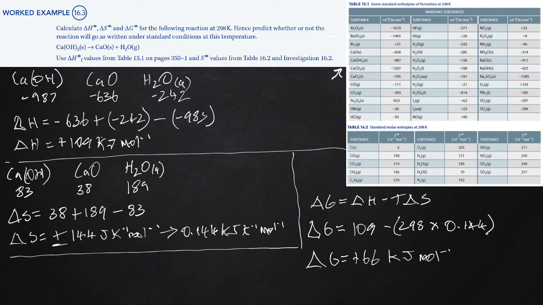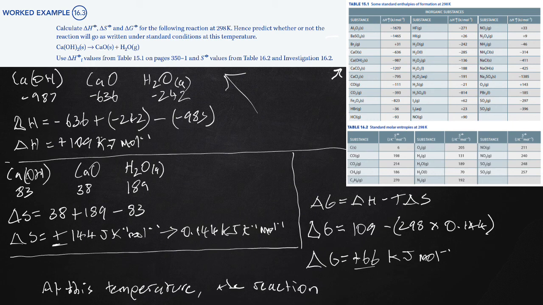Interesting. So we have a plus value here for our Gibbs free energy. Remember, anything above 0, if it's a positive value, under these conditions, this reaction at the top here is not going to proceed as written. So we can say here, at this temperature, the reaction goes in the reverse direction.